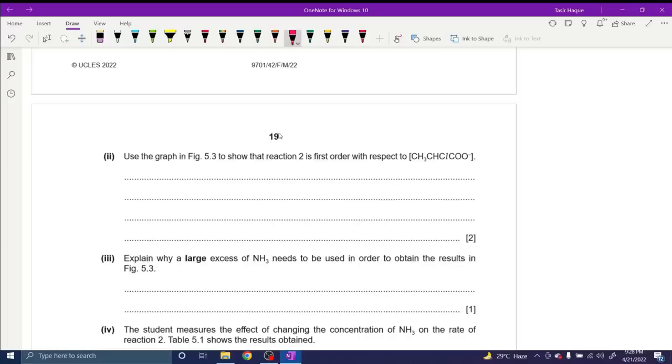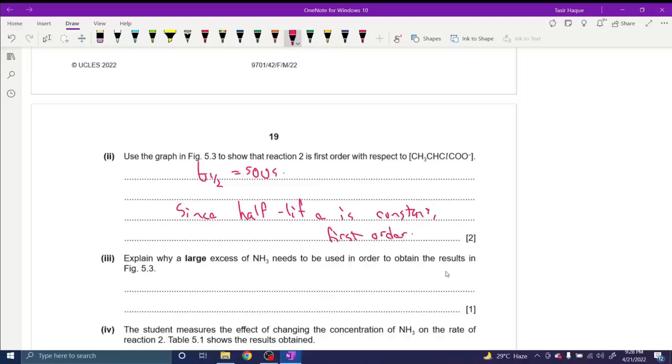They want evidence on the graph, and you can say that t half is equal to 500 seconds. So since half-life is constant, it is first order. Okay, that's all.